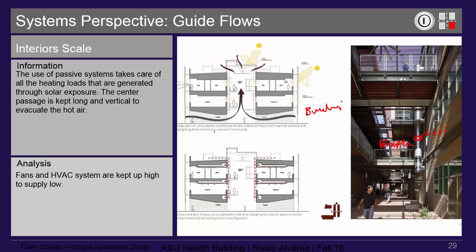Shady open air, replace condition, double height, double loaded core. Okay, so that's good. Air is kept up high to supply low. Yeah, that's not that magical. That's sort of normal. Use of pessimism takes care of all heating loads that are generated through. I don't know if that's true, but that's interesting. When you do something like that, you definitely need a source for that, because that's sort of the statement.